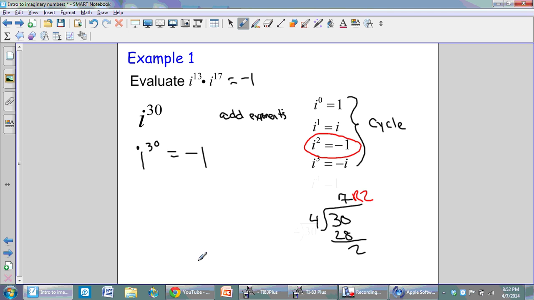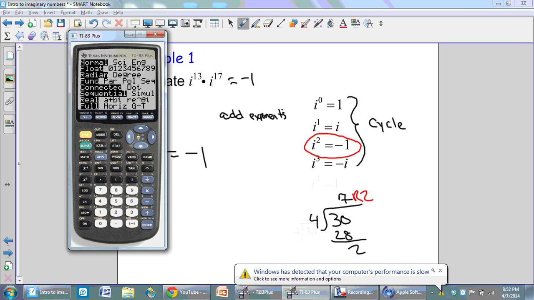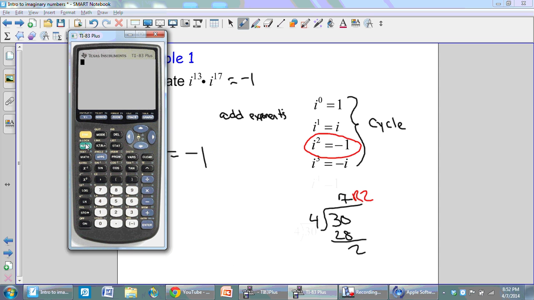All right, look, there is another thing you can do. On the calculator, if you go to mode, go down to where it says real. Real should have been selected. Just move it to the right to a plus bi. Hit enter and then quit. And then just type in i to the 30th, and I think it'll simplify it for you. i to the 30th is negative 1.